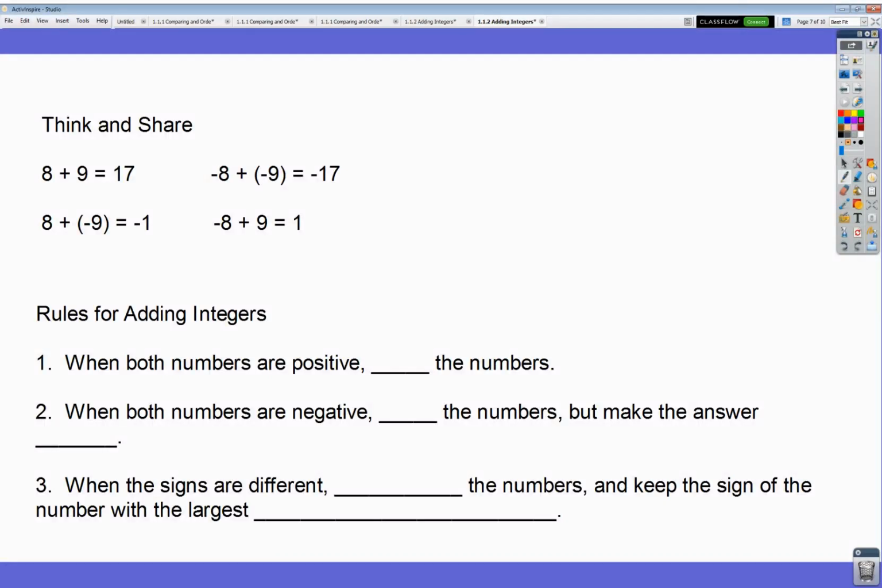Okay, so our rules for adding integers. You should have noticed, first of all, when both numbers are positive, as in this equation, you're just going to add the numbers. If both numbers are negative, you're still going to add the numbers, but since the numbers were negative to start with, your answer is going to be negative as well.